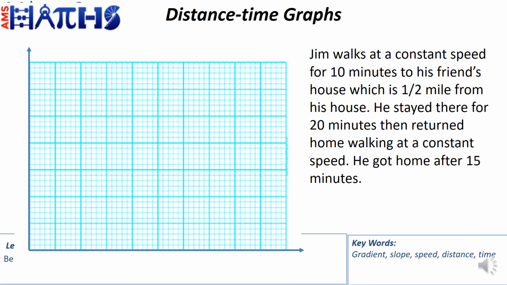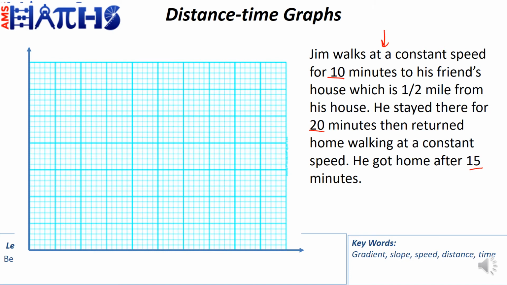Look at drawing a distance time graph based on a scenario that is given. So here's our scenario on the right. It says Jim walks at a constant speed for 10 minutes to his friend's house, which is half a mile from his house. He stayed there for 20 minutes, then returned home walking at a constant speed. He got home after 15 minutes. So we need to see how long the journey took him. 10 minutes to walk to his friend's house. He spent 20 minutes there, and then he walked home for 15 minutes. So that's a total of 45 minutes.